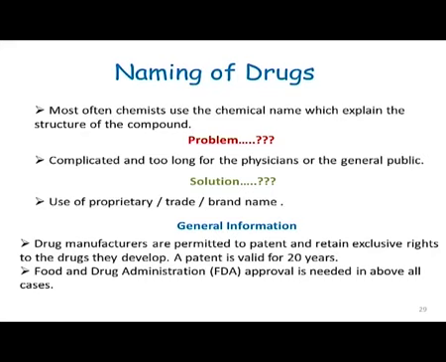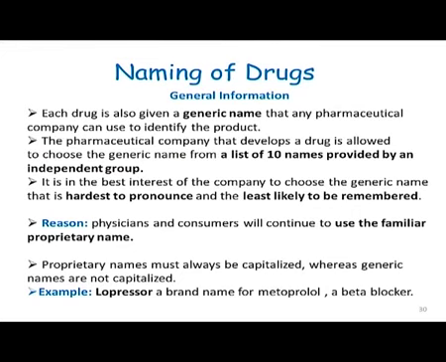Why in future? Because that patent will last for only 20 years. After 20 years, anybody can make that molecule, apart from the discoverer. The discoverer can also make it, and anybody else can also make it. For that reason, not everybody can use the same brand name. They can use what is called a generic name for that particular molecule, which is given by a set of experts, who provide a list of 10 names to the discoverer, and the discoverer has to pick one of those names.